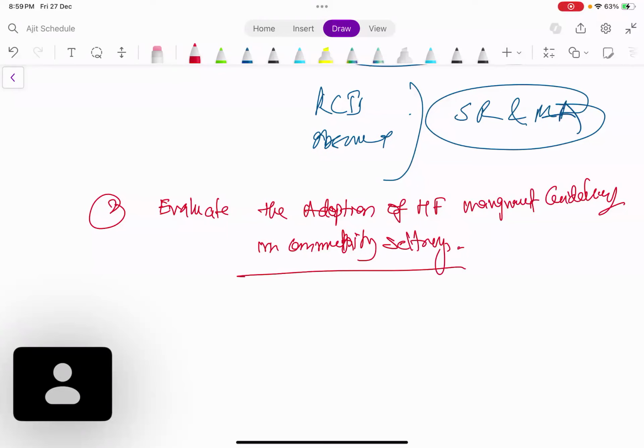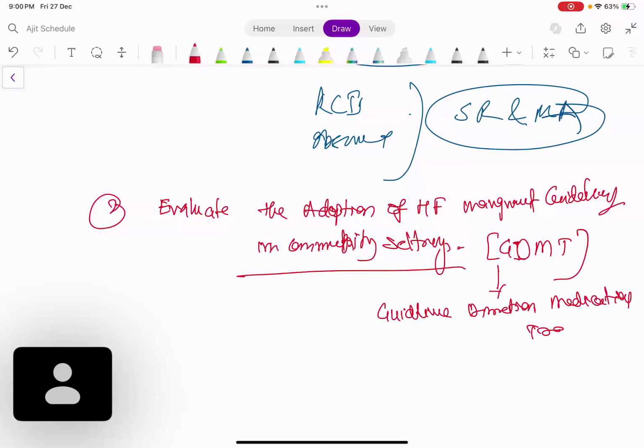Okay, heart failure management guidelines, such as GDMT. I want to observe if every doctor in community centers is following the guideline directed medical therapy. Guideline directed medical therapy means you are giving the drugs according to the guidelines. So that is called GDMT, guideline directed medical therapy.